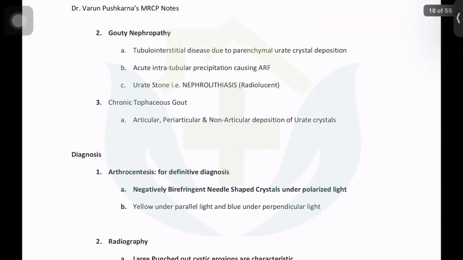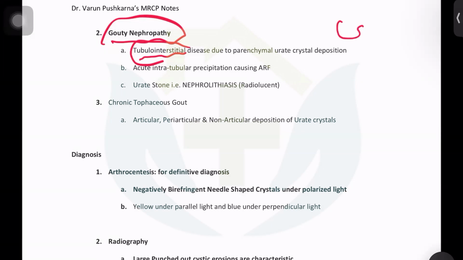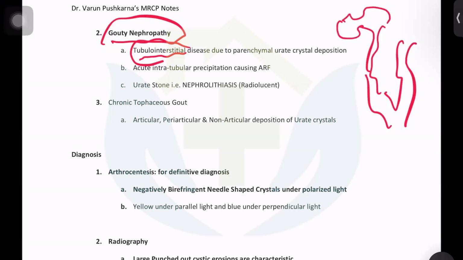Then there is chronic gout, that is gouty nephropathy. It leads to deposition of the crystals in the Bowman's capsule, the tubules, and the interstitium. So everywhere uric acid is deposited, leading to stone formation eventually, that is nephrolithiasis. Then chronic tophaceous gout. So tophi are formed, articular, periarticular.